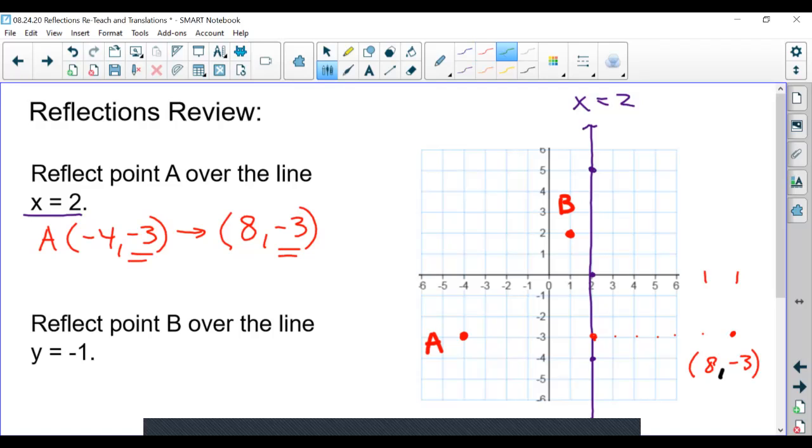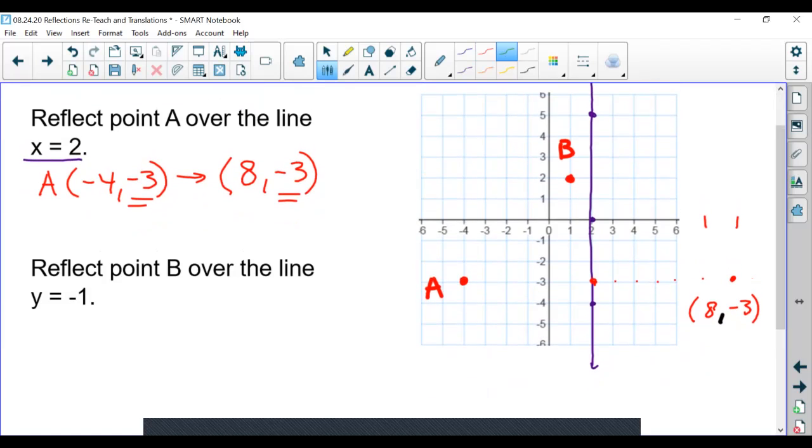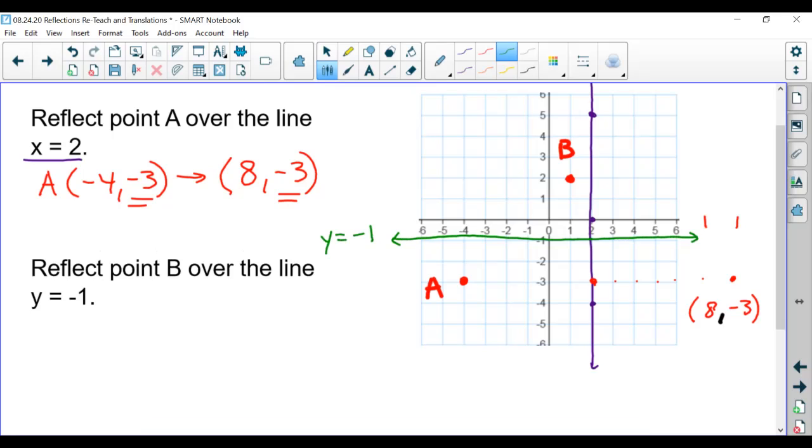Here, we're going to reflect the point B across the line y = -1. This is going to be a horizontal line. I don't care what x is as long as y is -1. So we have this, okay? And as we've been doing, we just need to count how far away we are from the axis of reflection, or axis of symmetry.